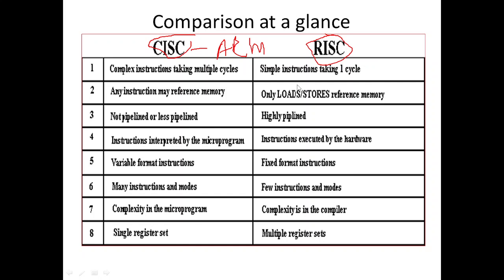If you see the different features of RISC, here we take care of how we reduce the processing time and increase the speed. What are the things available to increase the speed? All this modification is done in the architecture, and that architecture is nothing but ARM 7. Variable format instruction, here fixed format instruction, many instructions and modes, here few instructions and modes, complexity in microprogram, complexity in compiler, single register set, multiple register set.